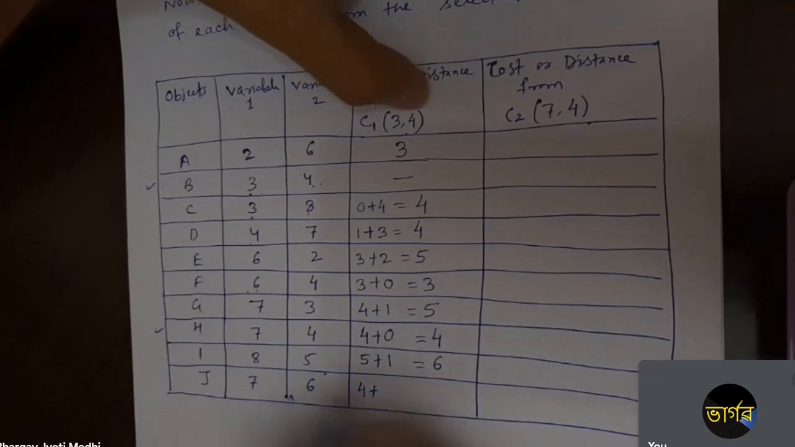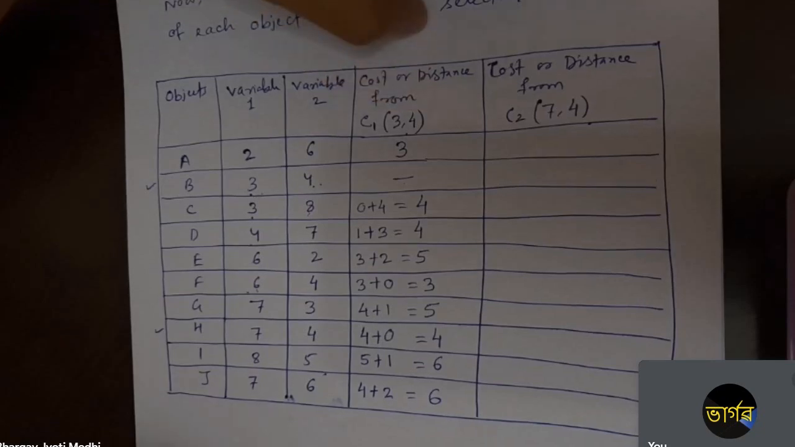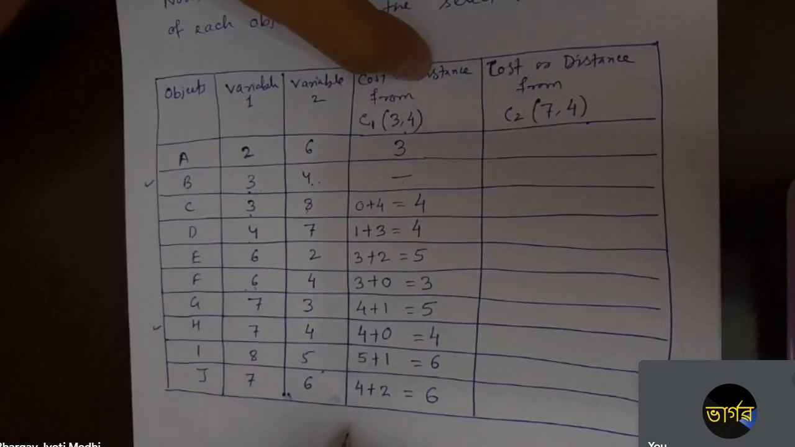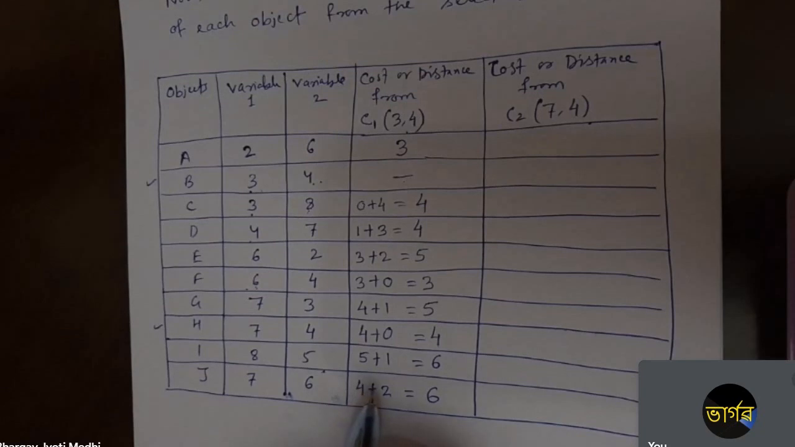Now I think you are getting it easier than the Euclidean distance. Euclidean, root over, square kori pelai, so that is more time consuming. If you do the Manhattan distance, it becomes easier.